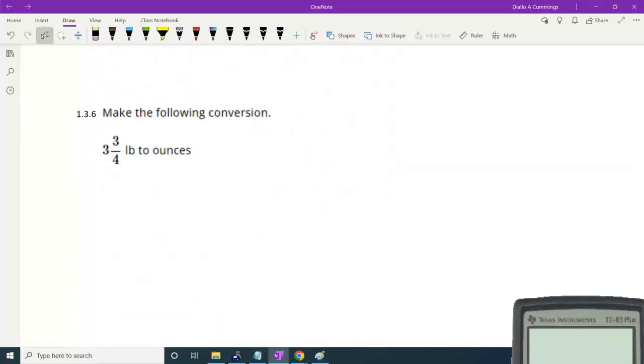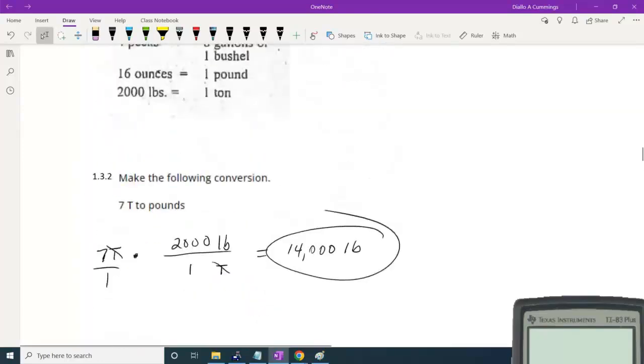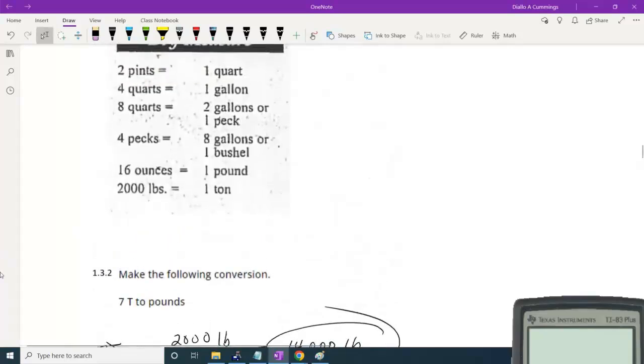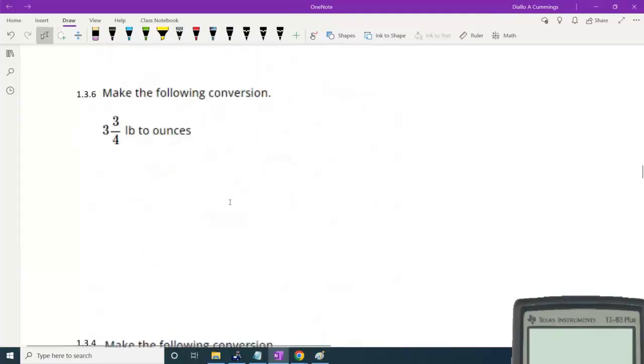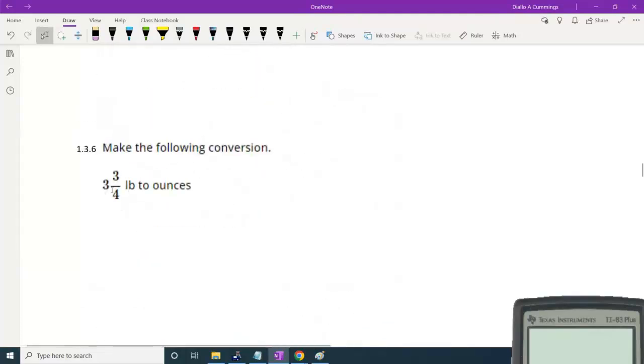For the next problem, we deal with a fraction. This says convert 3 3/4 pounds to ounces. If I look back at the conversion, there is a direct conversion: 16 ounces is equal to 1 pound. For this problem, since I am dealing with a mixed number, which has a whole number and also a fraction, I'm going to convert the mixed number to an improper fraction.